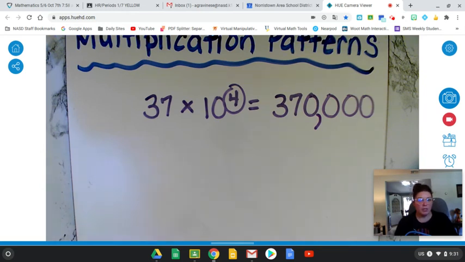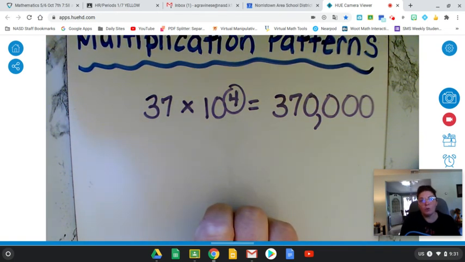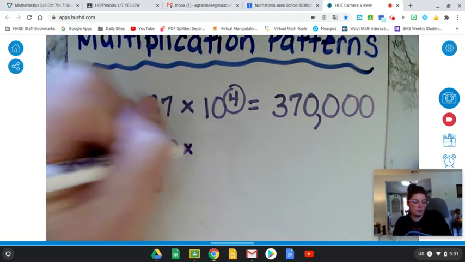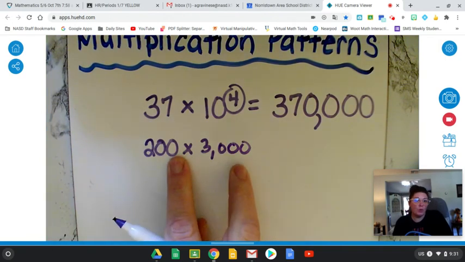So multiplication patterns is all about using mental math to multiply numbers that are quite large, but those numbers have to be multiples of 10 or powers of 10 that you're multiplying with. So this doesn't work for every single multiplication problem. Notice the pattern that we've had powers of 10 times a number, or we've had multiples of 10, such as 200 times 3,000. They're both multiples of 10 because their ones place is a 0.